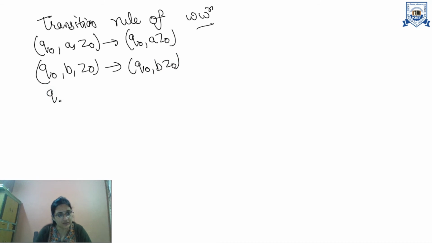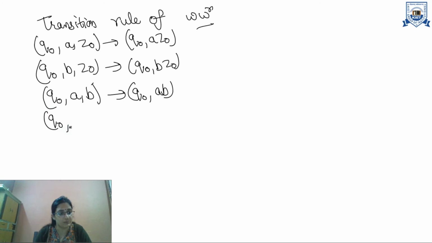Now, next one, if I am on state Q0 and input symbol is A but top of the stack is B. That means input symbol is A, top of the stack is B. Both symbols are different, so I am just performing the push operation. Now again, if input symbol is B and top of the stack is A, symbols are different, so I am going to perform the push operation. Fine.